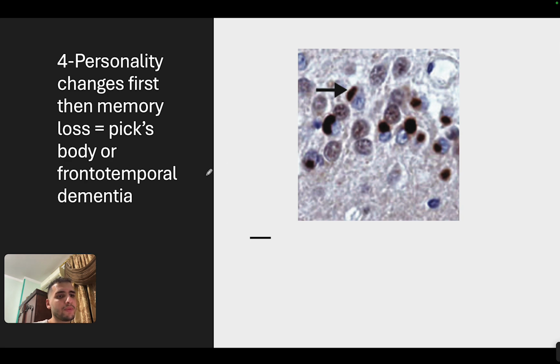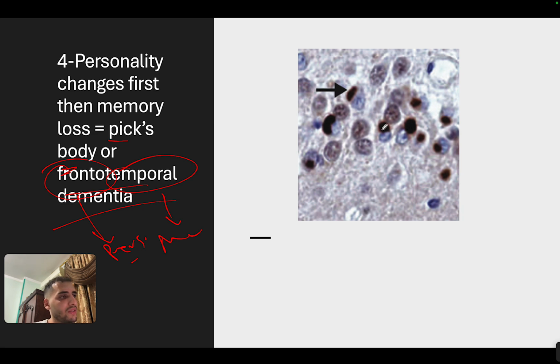The fourth concept is that when you see personality change first, so the person is starting to gamble, starting to have issues with his family, they never know him like before, and after that memory loss, then it would be called Lewy body dementia or frontotemporal dementia. And it makes sense. Temporal, so it would cause memory loss. Frontal, so it would cause personality change. Now, the most important thing is that personality change precedes the memory loss, so it comes before memory loss, because you can sometimes confuse it with Alzheimer itself.